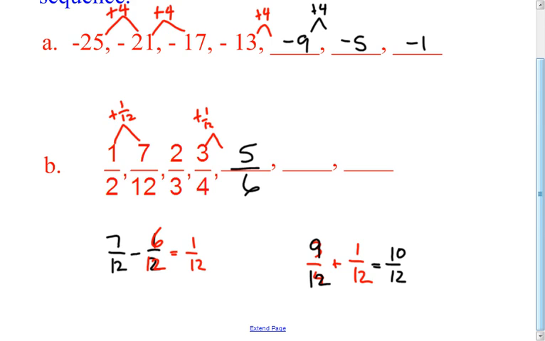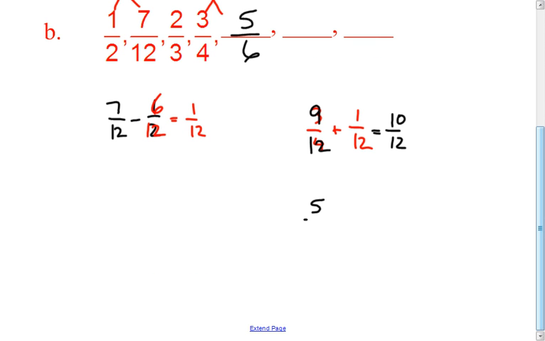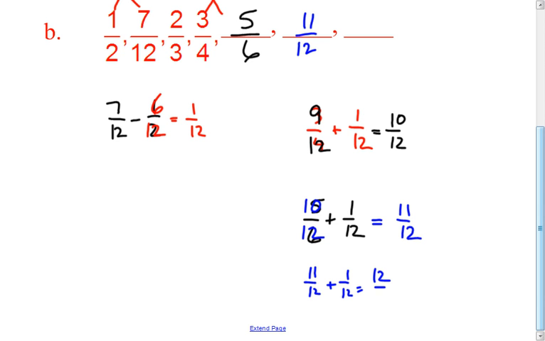Okay, then I'll take 5/6 and add 1/12 to it. And I will change that, then the 5/6, multiply both sides by 2 to 10/12. 10/12 plus 1/12 is 11/12. Okay, or of course you can go to your calculator and do this on your calculator. And then 11/12 plus 1/12 is 12/12, which we know is 1. Okay? So that should fill in that sequence.